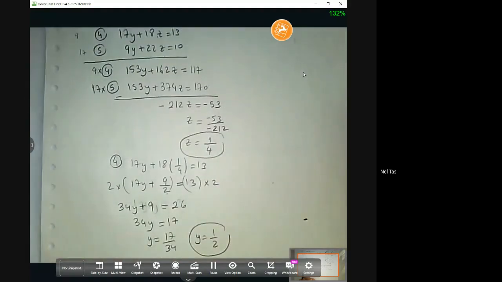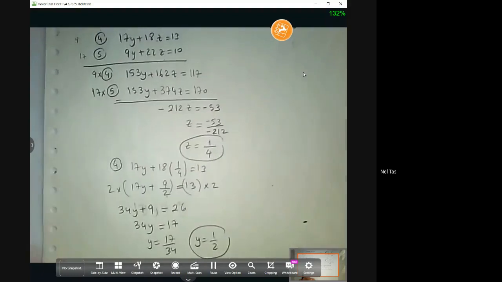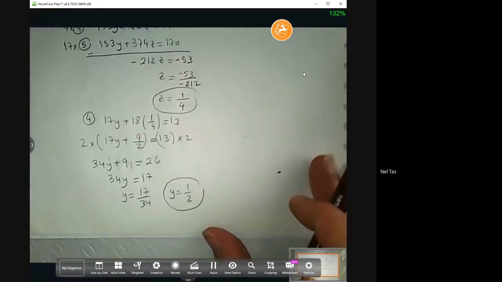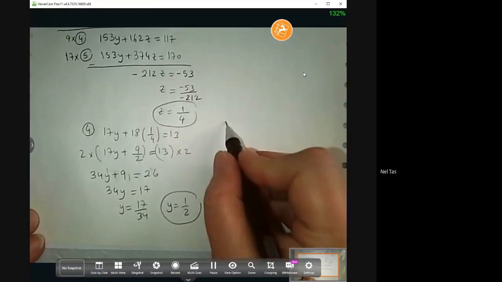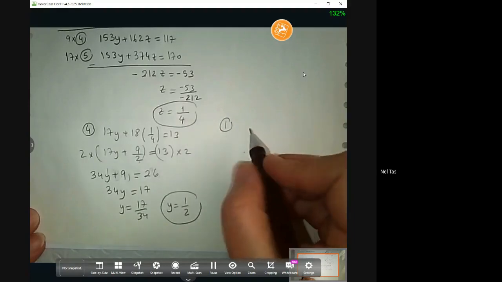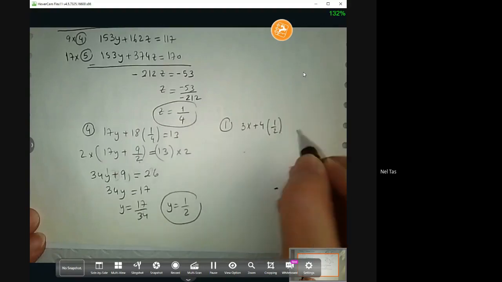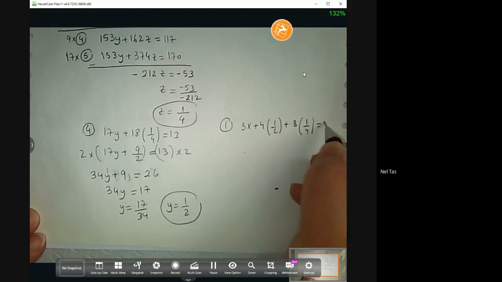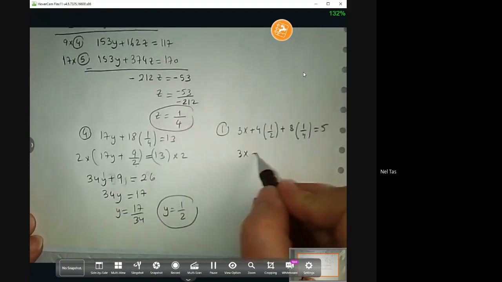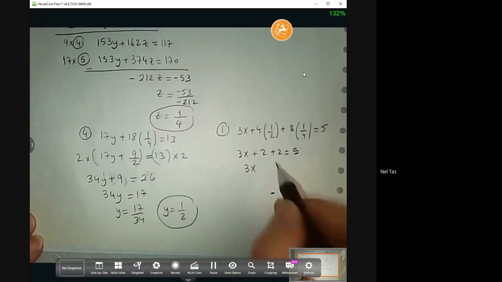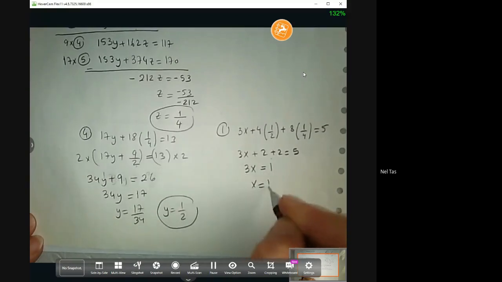Now you have y, you have z, then use equation 1, 2, or 3 to solve for x. Let's use equation number 1. So 3x plus 4y plus 8z equals 5. So 3x plus 2 plus 2 equals 5. 3x, so 4, move it to the other side. 5 minus 4 is 1. So x equals 1 over 3.